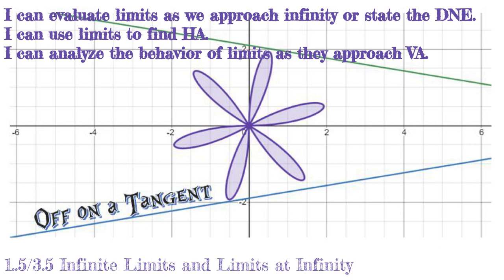So our three objectives in this video are that we can evaluate limits as they approach infinity or state that they do not exist, and that we can use those limits to find horizontal asymptotes. And lastly, that we can analyze the behavior of limits as they approach vertical asymptotes. So let's go ahead and jump right in.